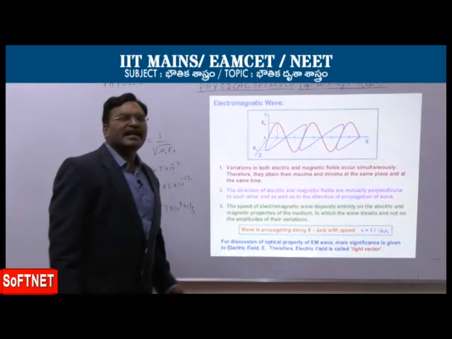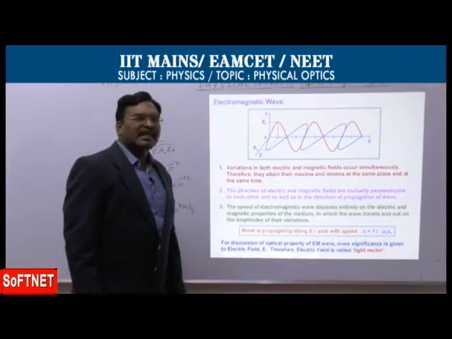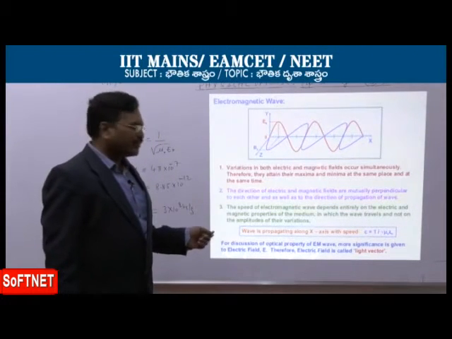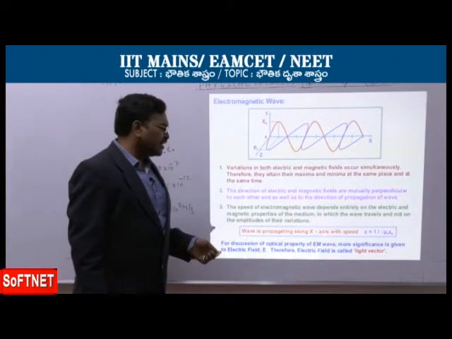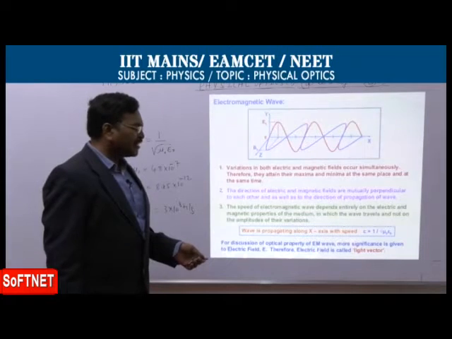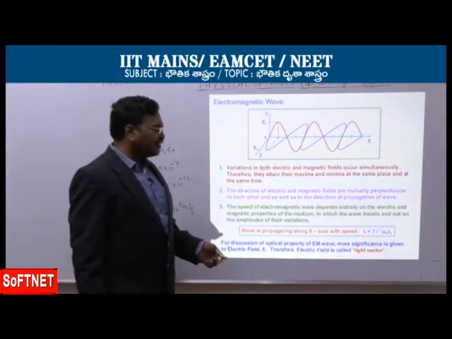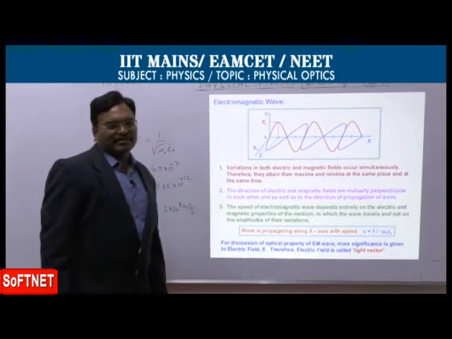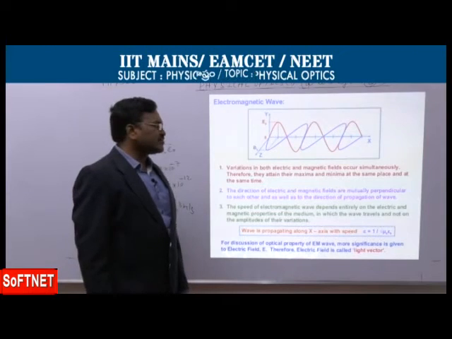Light rays are nothing but electromagnetic waves. Here the electric field vector is vibrating and the magnetic field vector is vibrating. But the electric field vector vibration has more significance. For discussion of the optical properties of an electromagnetic wave, more significance is given to the electric field. Therefore, the electric field vector is called the light vector.